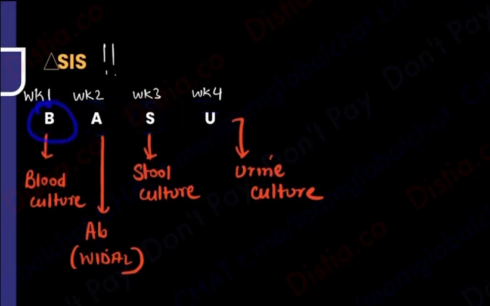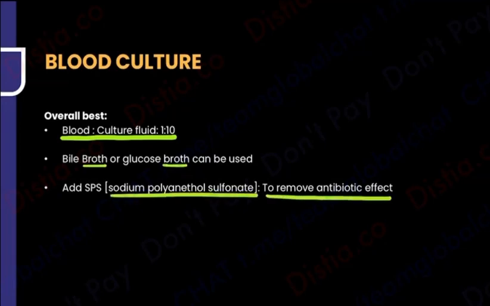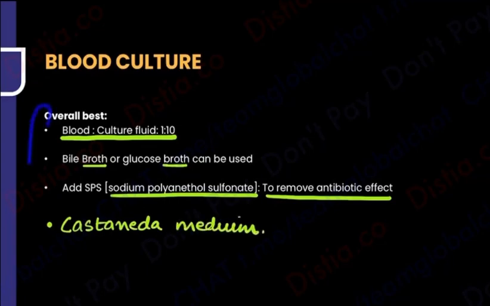Let's start with blood culture. Lots of blood culture techniques are known. So remember, they take blood and culture fluid in the ratio of 1:10. And this is usually a lot of broths that are there. So bile broth can be taken, glucose broth can be taken. And many people, because they were having diarrhea, maybe they were having antibiotics. So to remove the antibiotic effect, you might want to add SPS. If you want to learn sodium polyanethol sulfonate, you can, not needed. SPS is added to basically remove antibiotic effect. On the other hand, you can also use the Castaneda medium. That is also important. So please note, these broths and Castaneda media are basically used for the blood culture.